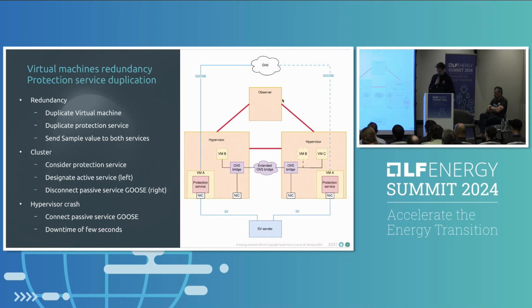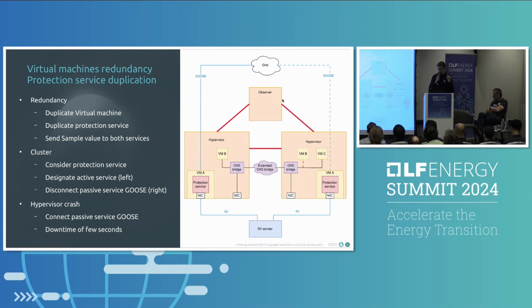So what we are working on right now is to duplicate protection virtual machines. So the VM, with its protection service here, will be duplicated on the other hypervisor. Both are receiving sample values, both are calculating RMS, harmonics, and so on. And both are preparing GOOSE messages.